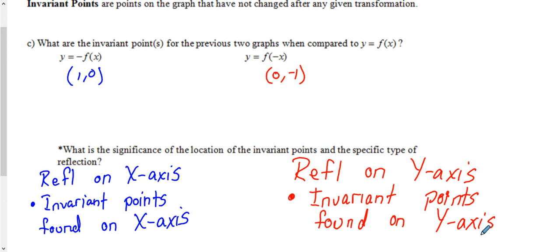All right, so that's what an invariant point is. Again, it's a point that did not change regardless of whatever transformation occurred. Here's our two examples, and here's where you'd find them. If you're reflecting on the x-axis, if you're on the x-axis originally, you're not going to move. And if you're reflecting on the y-axis, if you're on the y-axis, it's not going to move either.